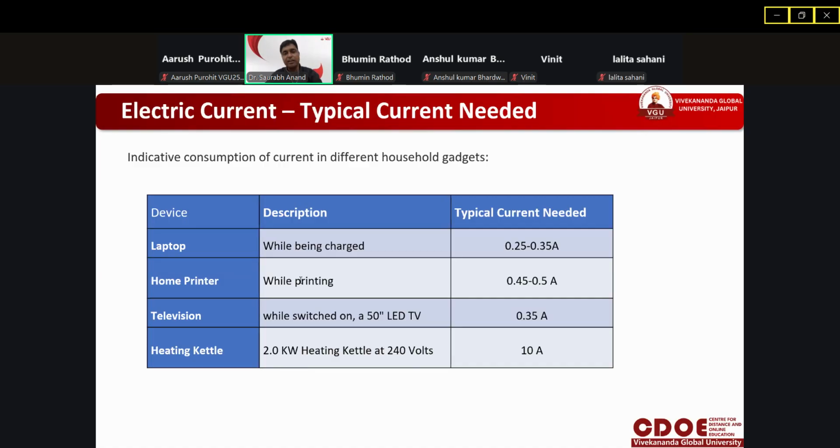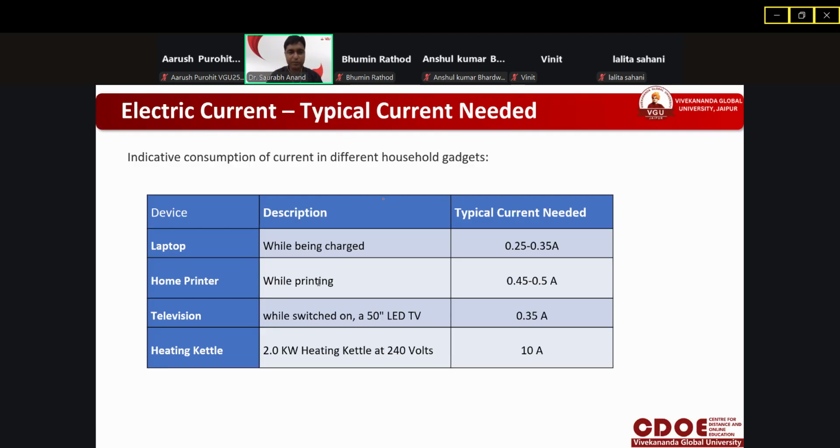That is why on every gadget box it is mentioned how much current should be used there. If we talk about laptop, home printer, television, heating kettle, mobile charger, adapter of anything, right? Everything is mentioned on the adapter of your mobile. You can see there this voltage, this much current should be applied. Why is it mentioned there? It is already used by you. But if you use another charger, then you should take care of this thing.